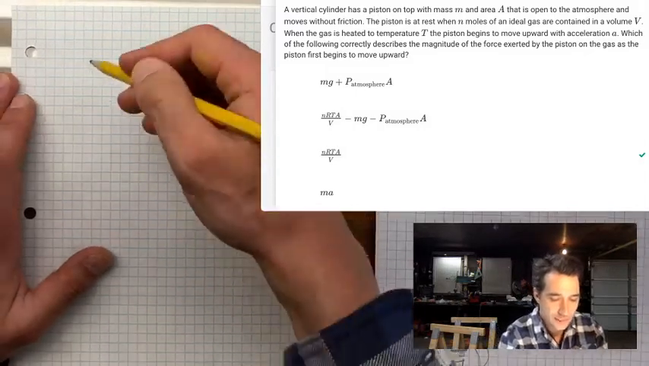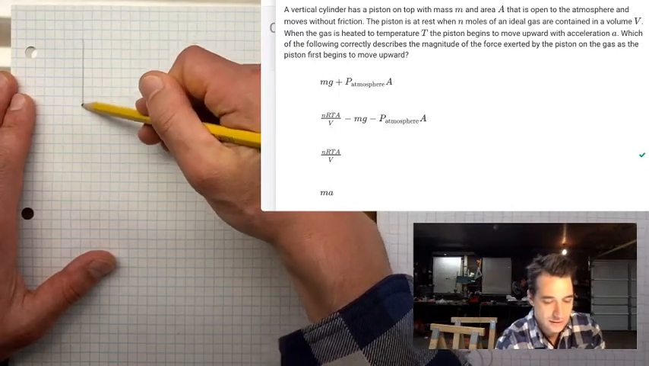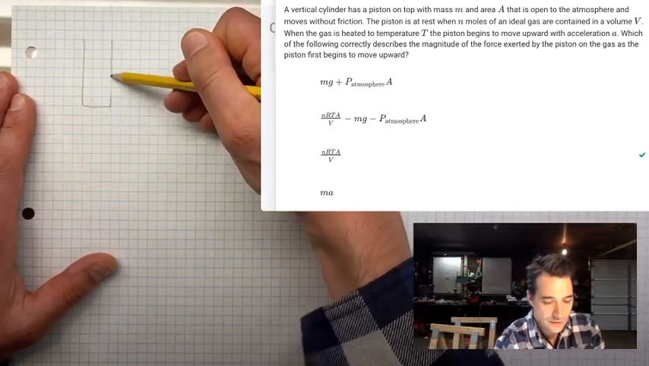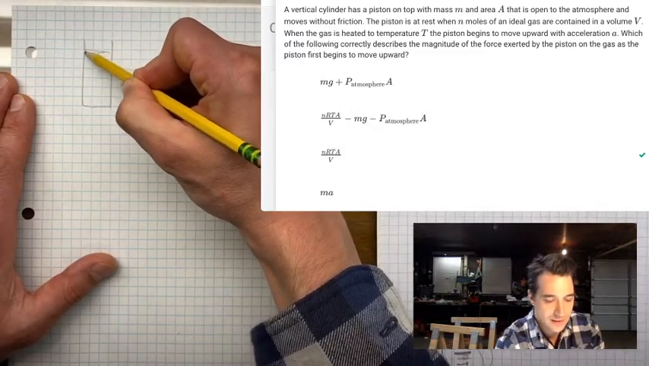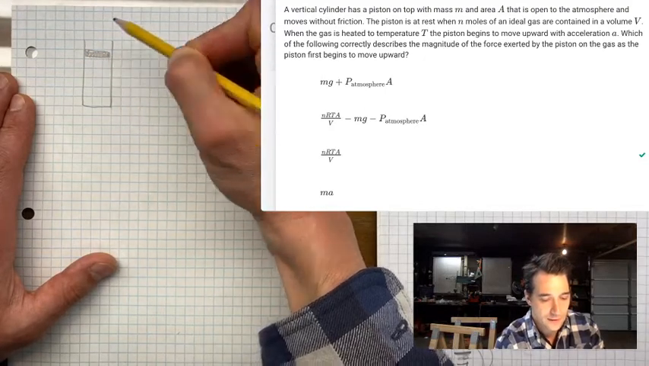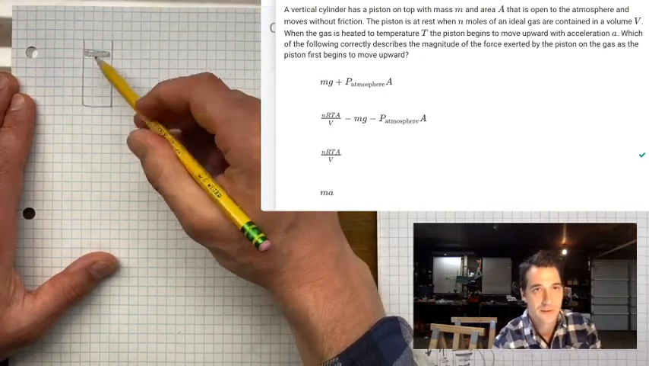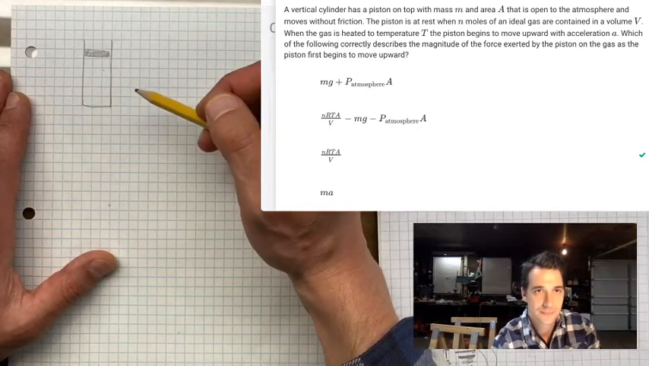So let's take a look. I'm going to start with a drawing. I always like to do that just to wrap my head around it. Side view of our cylinder. There's some sort of piston in here that can move up and down. And at some point, we have a volume V of ideal gas that's contained. There are N moles in here.